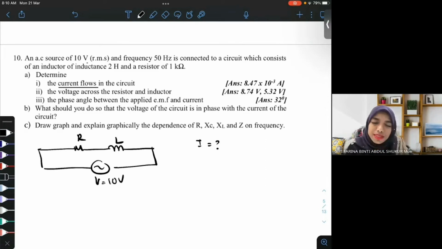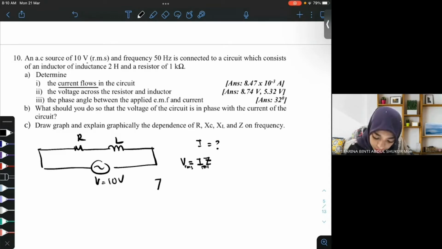Kita ada VRMS, kita nak cari IRMS sebenarnya. VRMS, IRMS akan sama dengan V is equals to I. Sebab ini adalah combination circuit. Opposition kita berlaku melalui impedance, which is total opposition by the component. So kita tulis Z dekat sini. So you have to find your Z first so that you can find your I. So kita nak cari Z dulu.